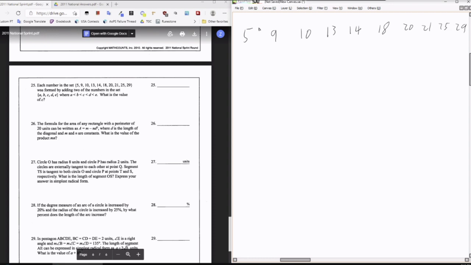Okay, so a couple of things we can see right off the bat. 5 has to be A plus B because it's the smallest. 29 has to be D plus E. And A plus C would have to be the second smallest because B plus C would be greater than A plus C. And with the same reasoning, we can see that C plus E equals 25.